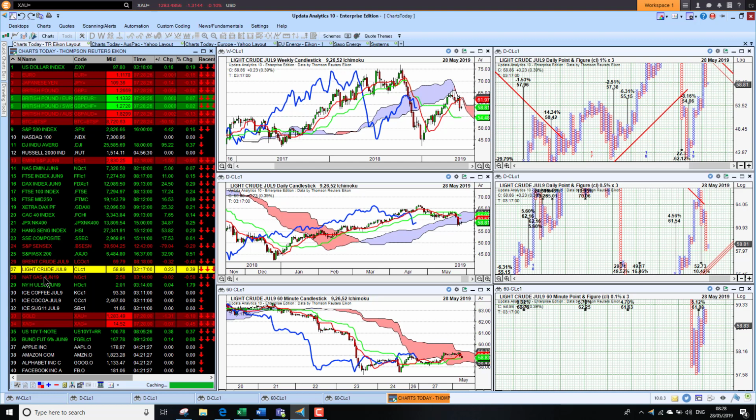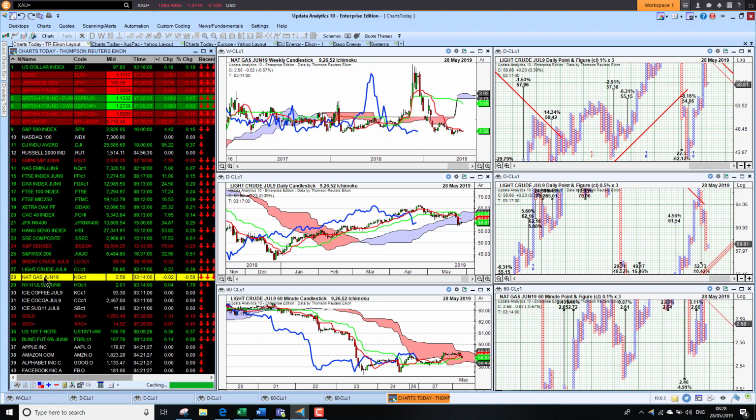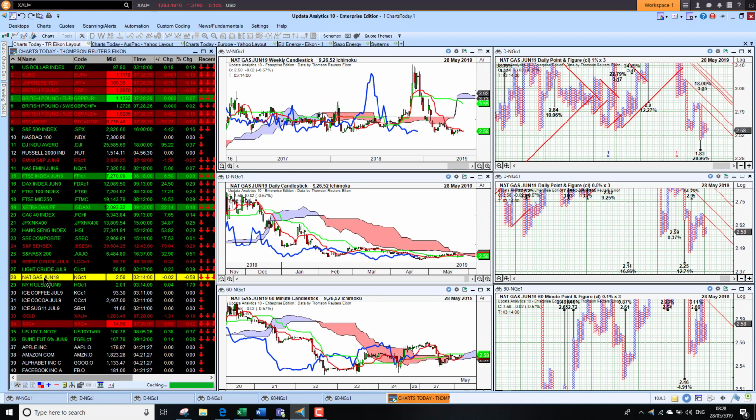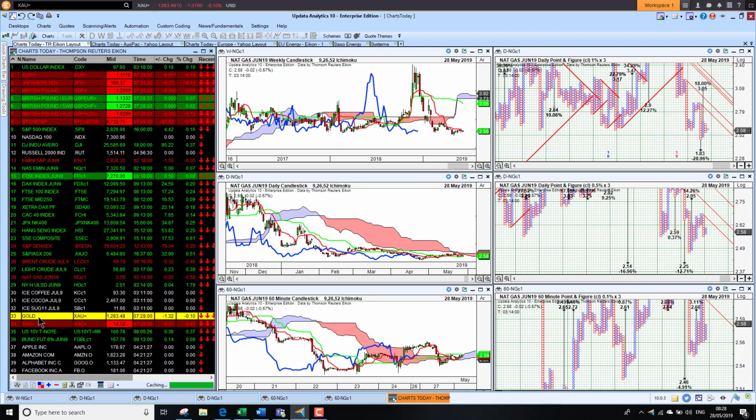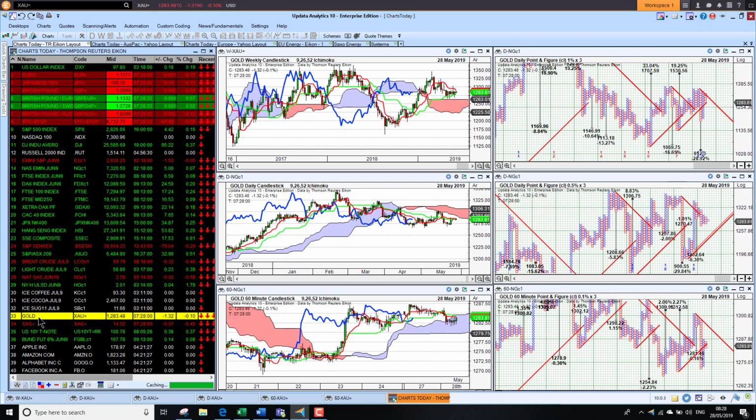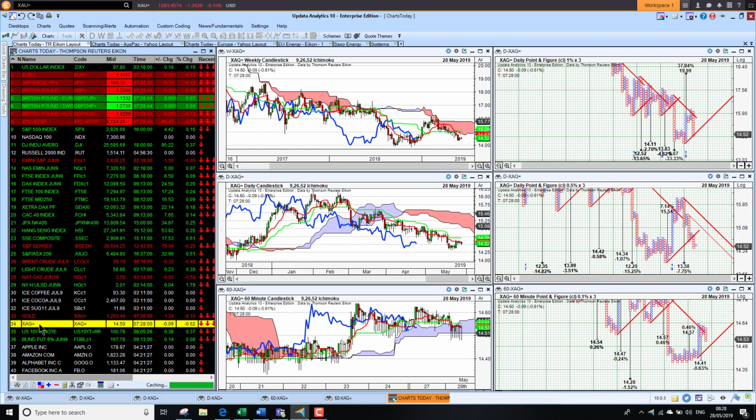US nat gas sitting at $2.58, down 0.5% and not moving much higher there. Gold sitting at 12.83, and that's looking bullish on the short-term chart, but still has work to do on that medium and long-term picture. Silver similarly down 0.5%.